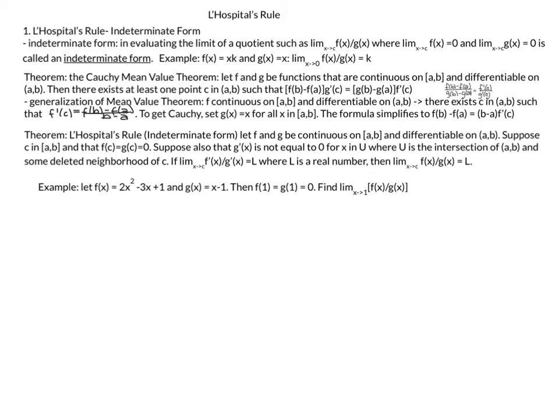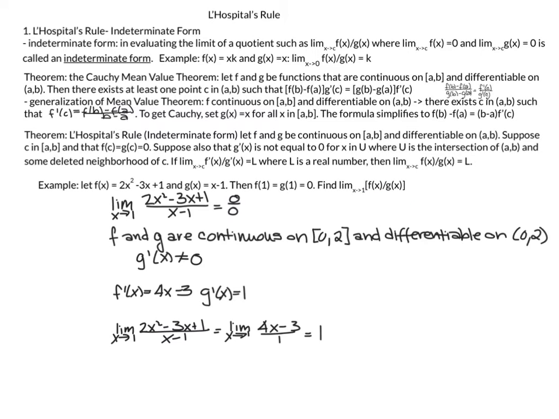Let f of x equal 2x squared minus 3x plus 1 and g of x equal x minus 1. Then you can verify that f of 1 and g of 1 are both equal to 0. We want to find the limit as x approaches 1 of f of x divided by g of x. The first problem is very straightforward. You can see we have the indeterminate form. As x approaches 1, we have 0 over 0. But f and g are both continuous on the closed interval and differentiable on the open interval, and g prime of x, which is equal to 1, is not equal to 0. So it satisfies the conditions of L'Hopital's rule.